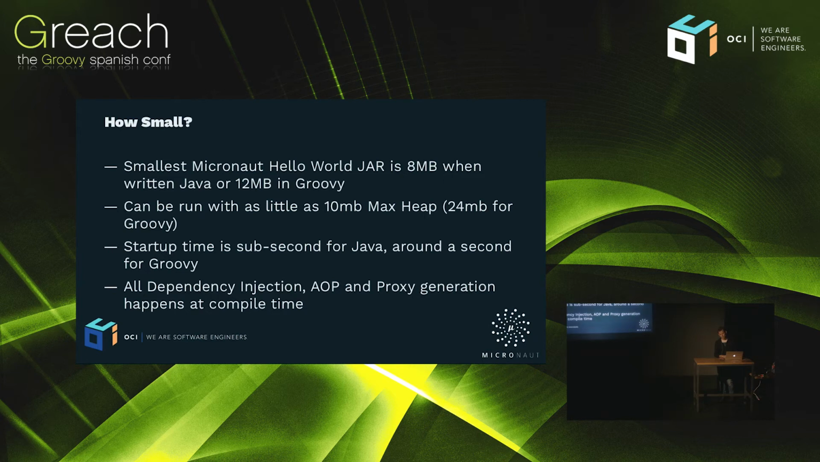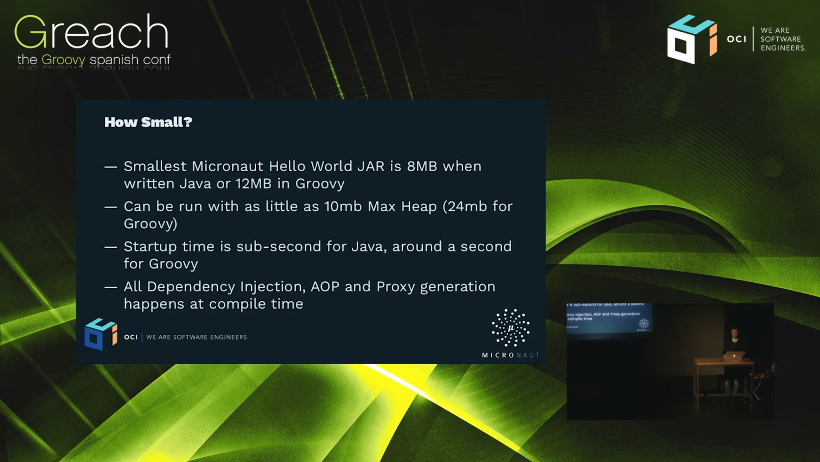We did some testing, and a Java application with Micronaut was running with as little as 6.7 megabytes of memory. Groovy, being a dynamic language, takes a little bit more memory, but still infinitely superior to either a Spring or a Grails application. Startup time is sub-second for Java, and around a second for Groovy. And that is linear. Obviously, that can increase slightly if you use backend persistence, but as I'll demonstrate in a minute, even with that, the startup time is blazing fast.